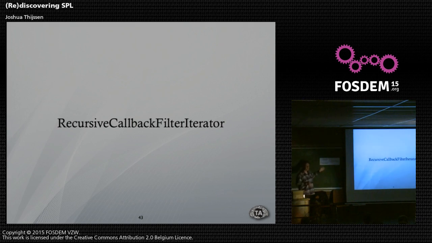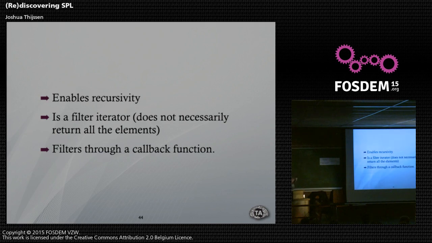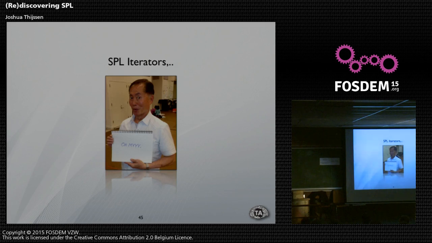It's a recursive iterator, so it will do everything except recursion itself, but it gives you the possibility to do things recursively. It's a filter iterator, so it actually injects another iterator and filters out stuff, and it uses a callback for that, which is really awesome. So now what we can do is create a simple filter iterator by just adding a callback to it, and it works exactly as you would expect from now on. But yeah, if you start with SPL, it doesn't make any sense at all. SPL iterators, right.